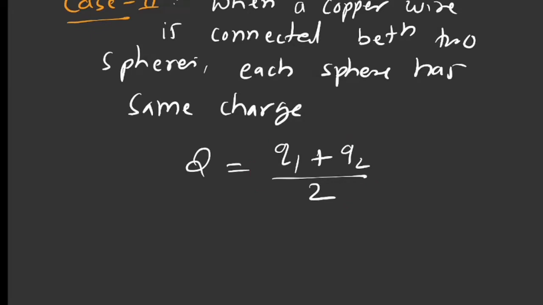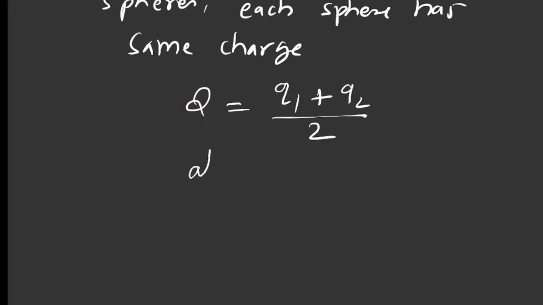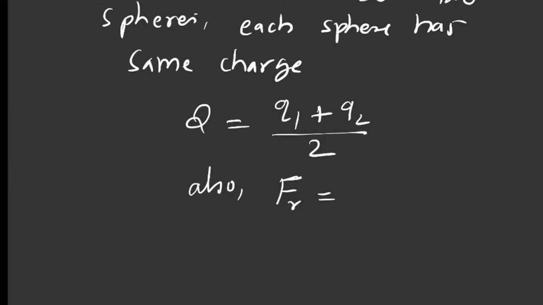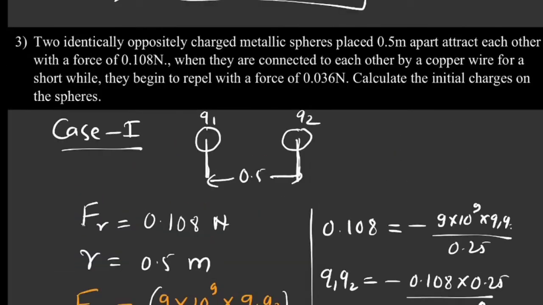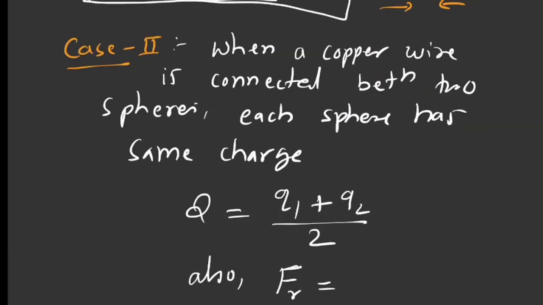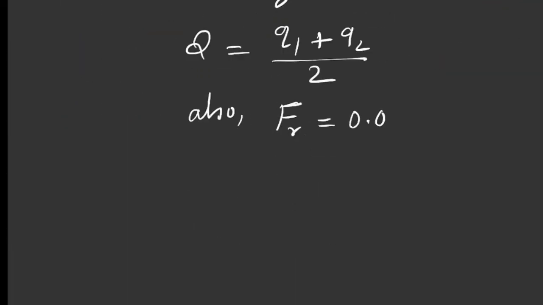So what happens here? दोनों चार्जेस को मिला दो, जितना मिलेगा उसको डिवाइड कर दो दोनों स्पीयर में, तो each sphere पे कितना चार्ज बनेगा? Q1 प्लस Q2 डिवाइडेड बाय 2, इतना चार्ज रहेगा each sphere पे. Okay, and also what is given? The repulsive force between them is given. Now when you remove the wire, they start repelling, and the repulsive force between them is 0.036 newton, this is given.